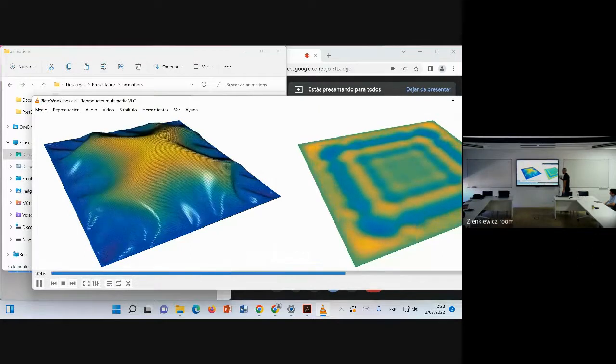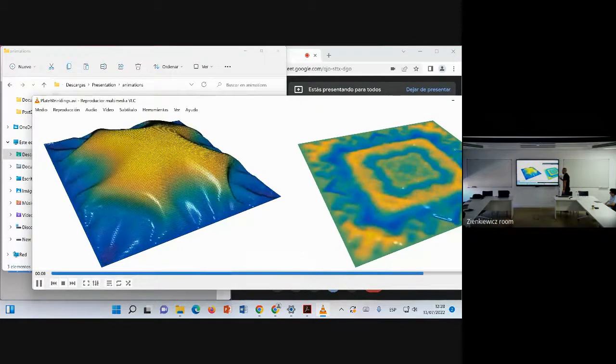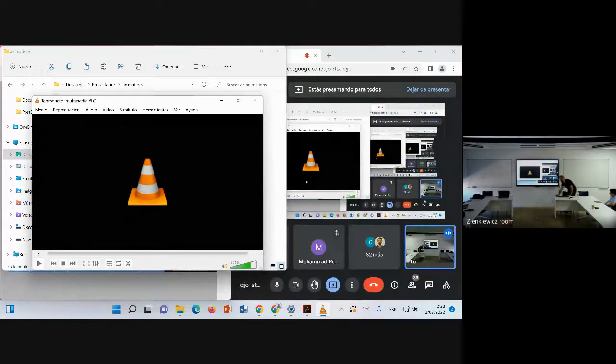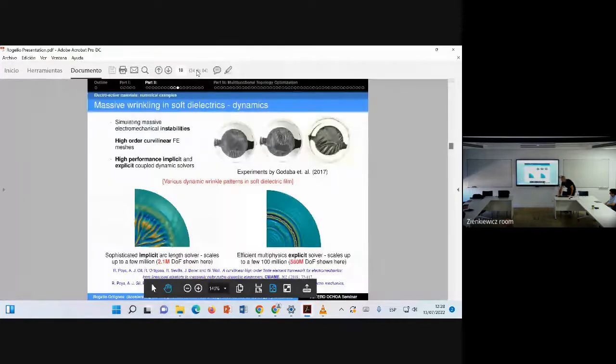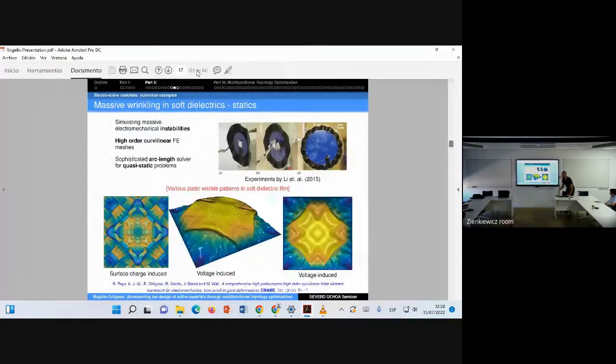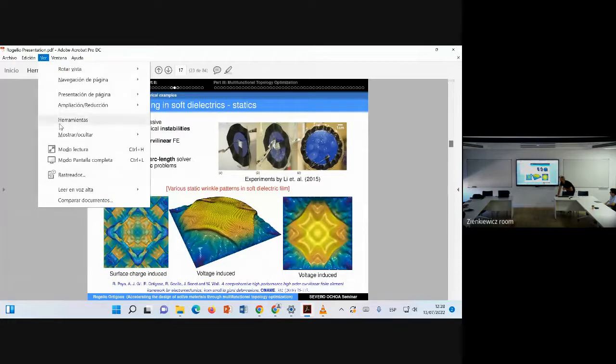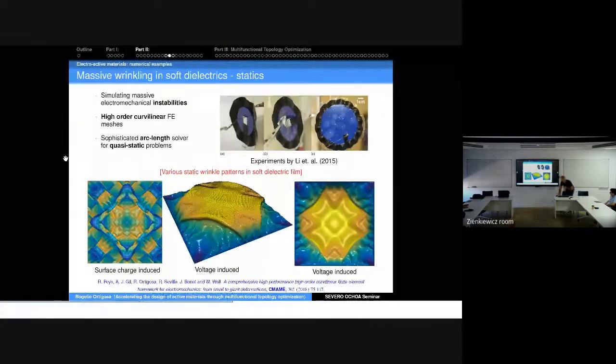Both displacements. Actually, I don't think it's different boundary conditions. Yeah, it is different boundary conditions. In one of them, I was applying Dirichlet boundary condition for the potential, and in the other one, I was applying Neumann, so electric charge, basically. And as a result, the patterns of the wrinkles were different. Okay. There you go.